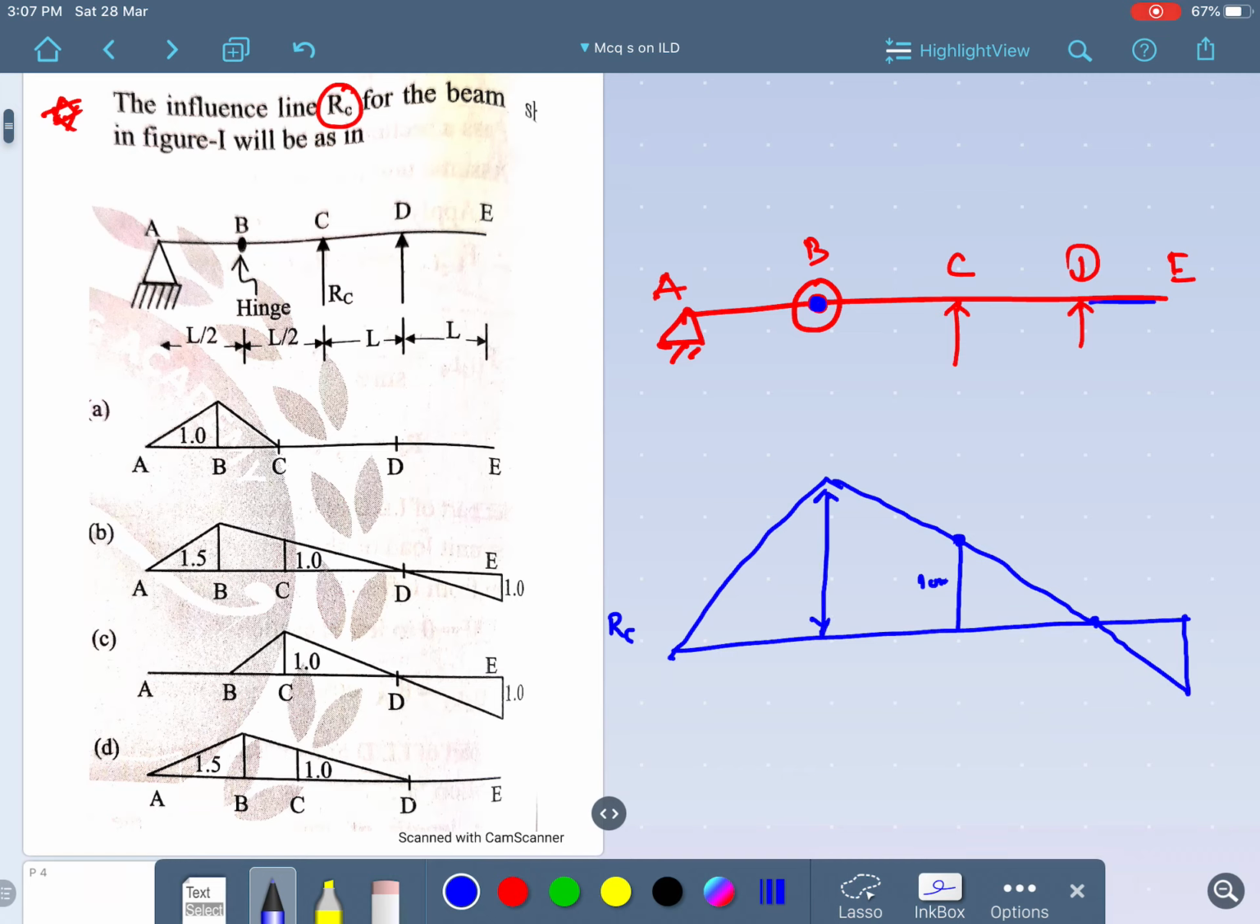Okay, how to calculate this ordinate? This ordinate can be calculated by making use of the similar triangle concept. It comes to be somewhere 1.5. If you want, you can calculate with respect to the similar triangle concept. Fine. So option B is the right answer for this question.